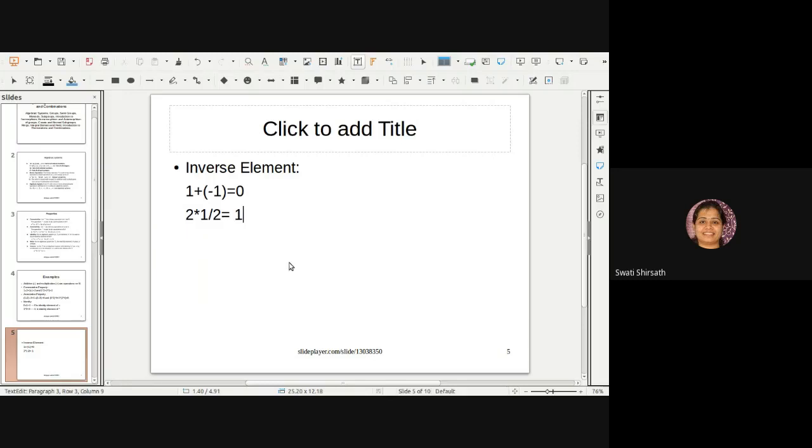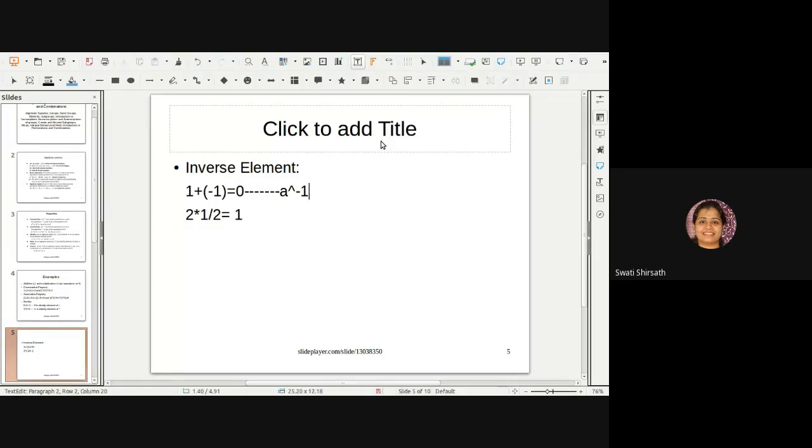Okay. And I forgot to tell you that these inverses can be represented by a raised to minus 1, a raised to minus 1. I don't know if it is possible here, but a raised to minus 1 is just a notation. Okay, it is not equal to 1 by a. It is the notation for inverse element. Are you getting this? It is the notation for inverse element and it is not equal to 1 by a.